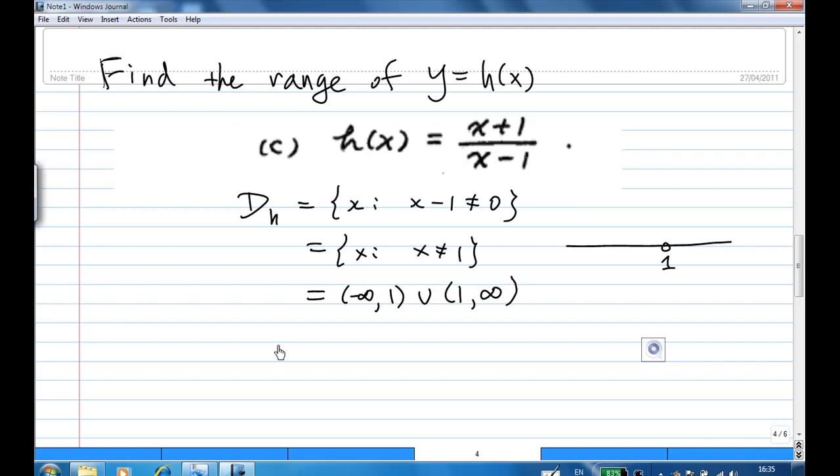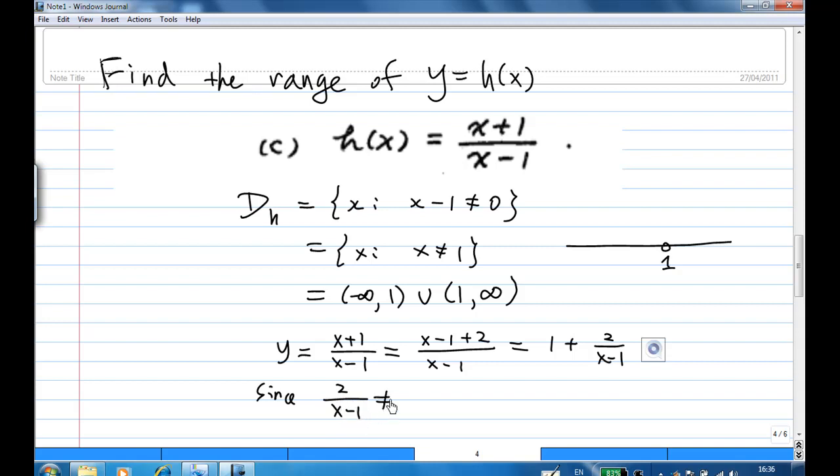Now how to find the range of h? Let's say y = (x + 1)/(x − 1). Then the range of h will be the collection of all the y. Now let's modify it a little bit here. So y = (x + 1)/(x − 1) is the same as (x − 1 + 2)/(x − 1), which is equal to 1 + 2/(x − 1). And since we know that 2/(x − 1) never equals 0, because no matter what you do, you never get this equal to 0, therefore y is not going to be equal to 1.